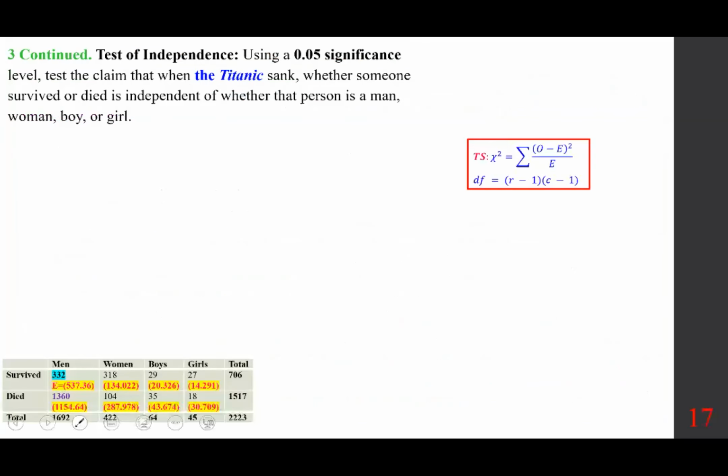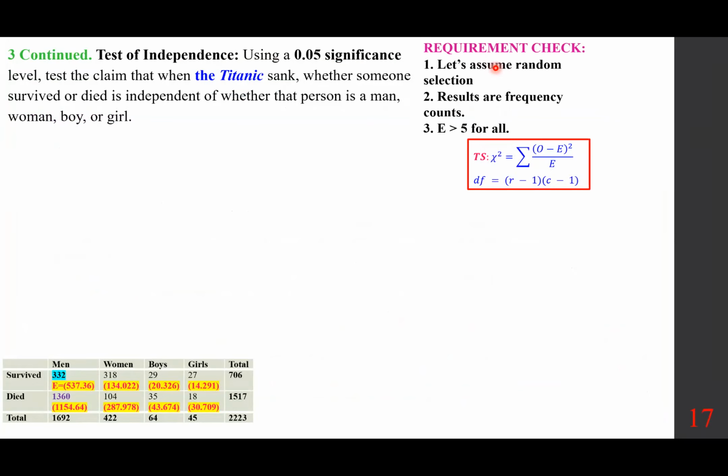So to continue with the same question, we have the table, we have the expected values for each cell, and let's look at the requirement. Let's assume random selection. Results are frequency counts. And the expected values, as you can see, are way larger than the 5.